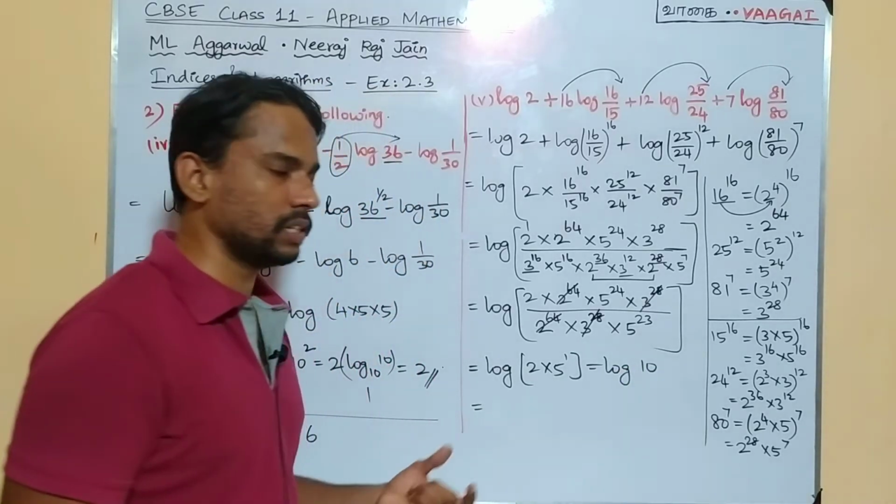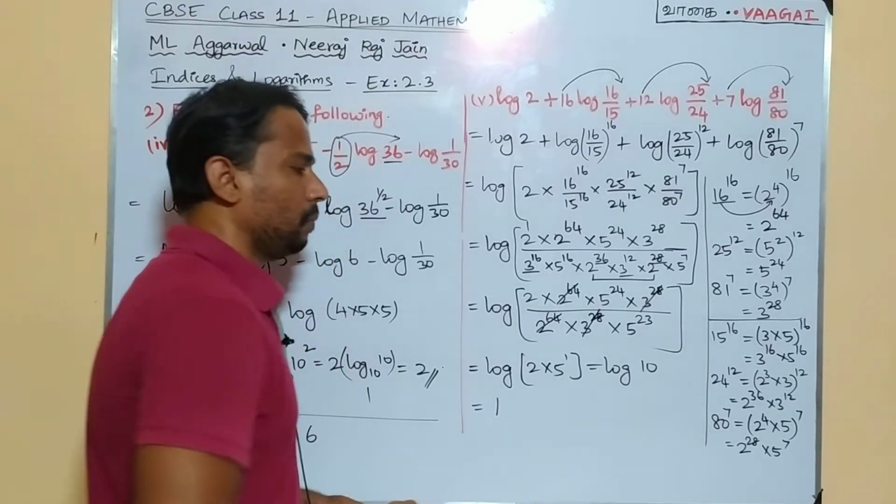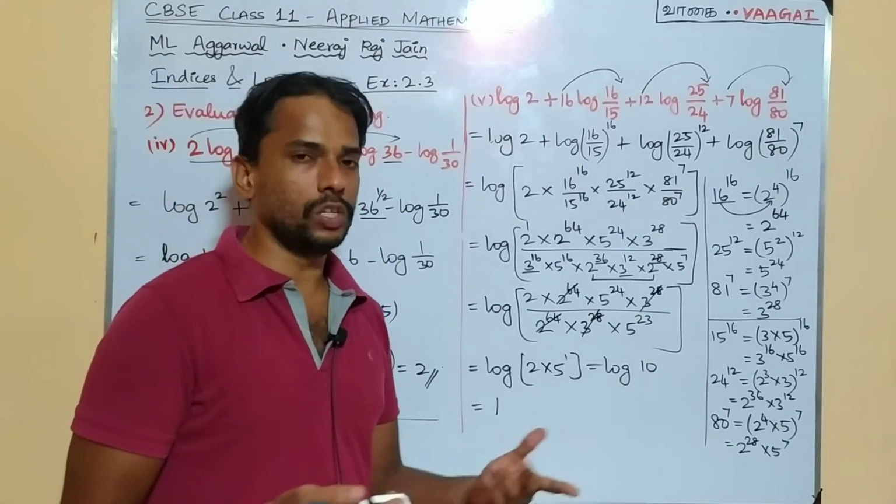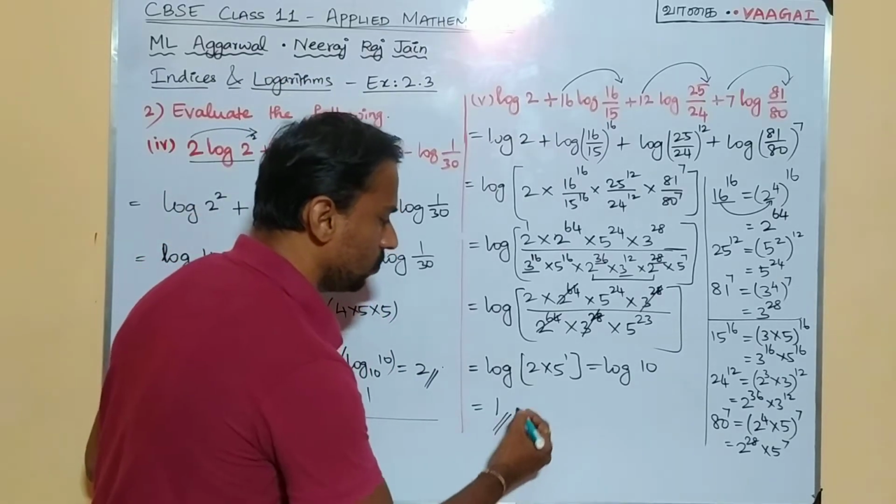And finally, log 10 is as usual going to be 1. Why? Because of the same reason: this is a common logarithm. So log 10 to the base 10 is always 1. So the answer is 1 for the fifth question.